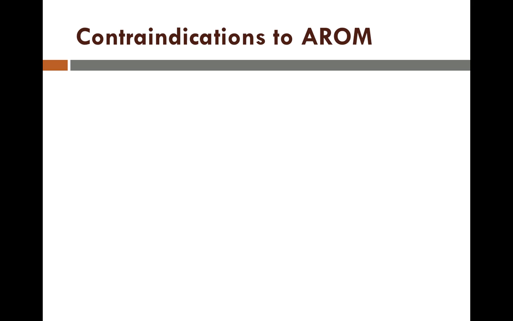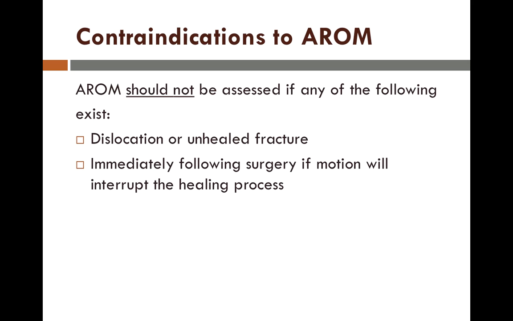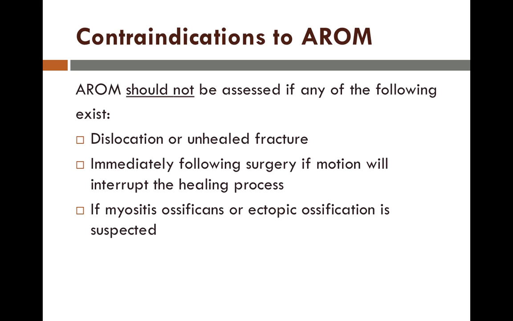What are some contraindications to active range of motion? Active range of motion should not be assessed if any of the following exist: dislocation or an unhealed fracture, immediately following surgery if motion will interrupt the healing process, if myositis ossificans or ectopic ossification is suspected.